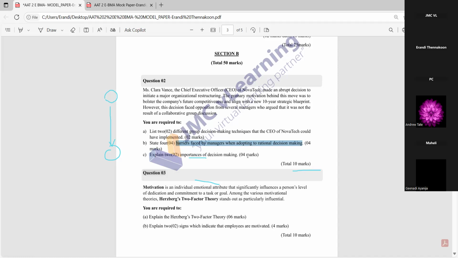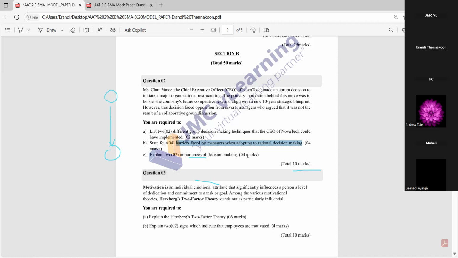What is the benefit? What is the importance? So you have to explain it. Let's say it will help us to achieve a goal. That's the first answer, right? So you can explain a bit. Decision making ensures that the right actions are taken to meet organizational or personal objectives. It also aligns resources and effort towards set goals, right? So you can explain it. And then the second point would be improve efficiency.